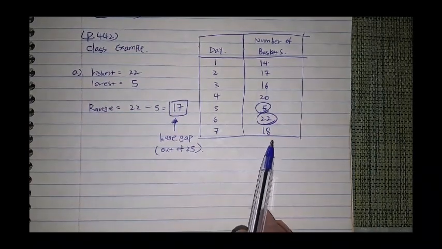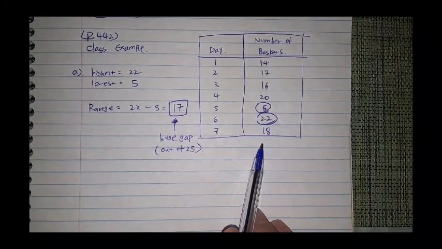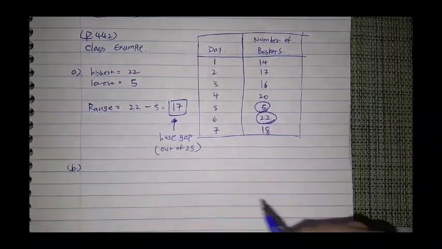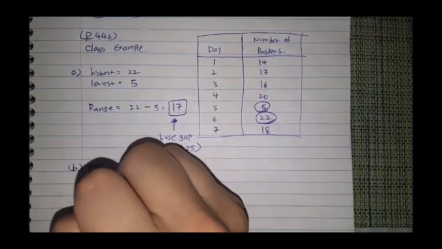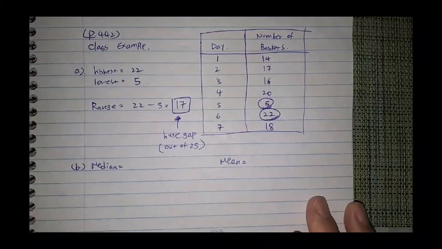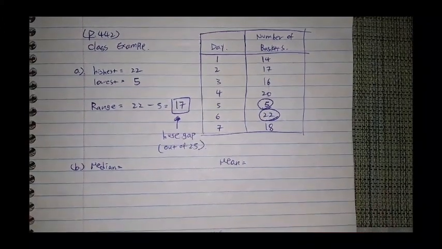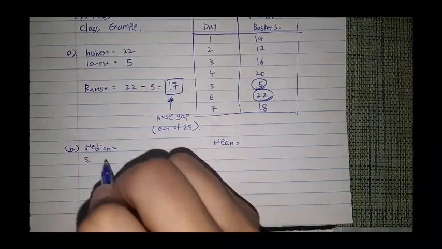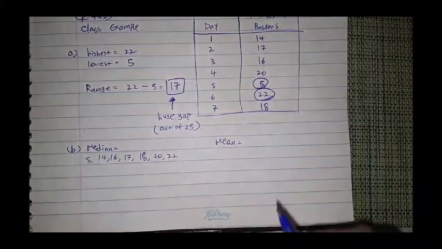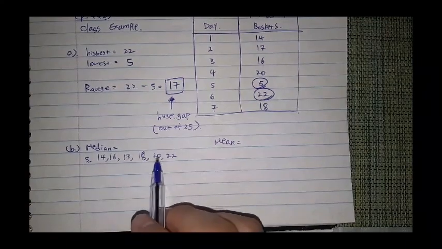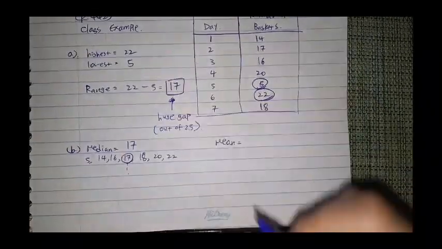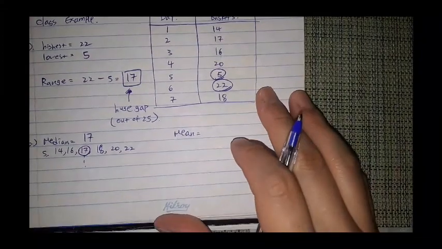So here's what you need to do. We may need to exclude some of the outliers. Before getting into that, let's go with B. The question is asking you to find the median and the mean for everything. So let's give it a shot. First, we need to arrange everything in ascending order. So 5 followed by 14, 16, 17, 18, 20, 22. We have 7 data values, so the one exactly in the middle is 17 because it's an odd number. So the median is 17.